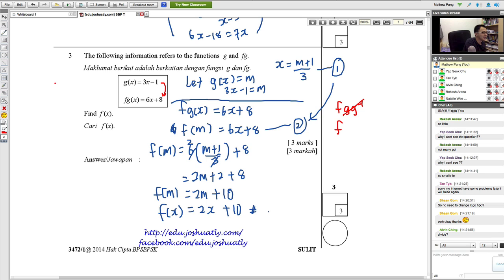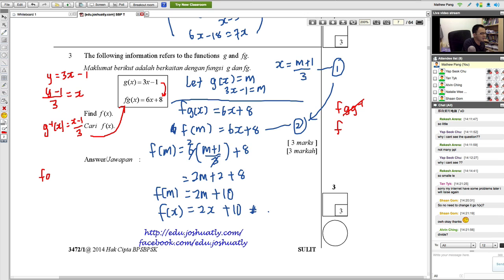So let's say I let g(x) equal y. So y basically equals 3x minus 1. In order to get g inverse, I make x the subject. So (y minus 1) over 3 equals x. And x actually is g inverse, right? So g inverse(x) basically equals (x minus 1) over 3. You just substitute this one into fg(x), you can easily get f(x), if you want to do this method.